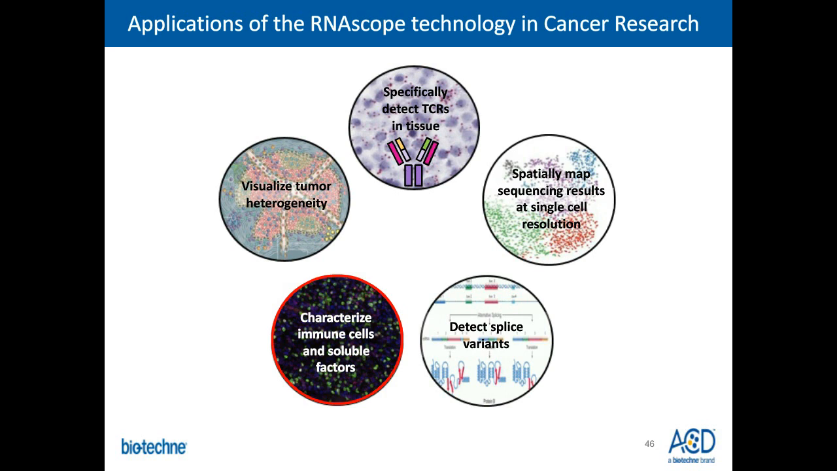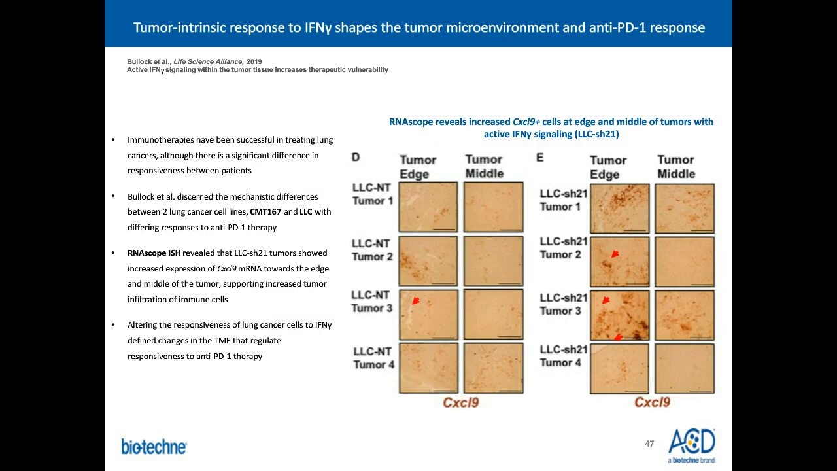application of RNAscope in characterizing immune cells and soluble factors. In this particular example, one of our customers used RNAscope to detect the expression of chemokine CXCL9 as a marker for activated immune cells. They compared two different lung cancer cell lines and demonstrated that the cell line with active interferon gamma signaling had a better response to immunotherapy. When they potentiated interferon gamma signaling in the resistant cell line, they observed increased responsiveness to anti-PD-1 therapy and increased immune cell activation indicated by CXCL9.